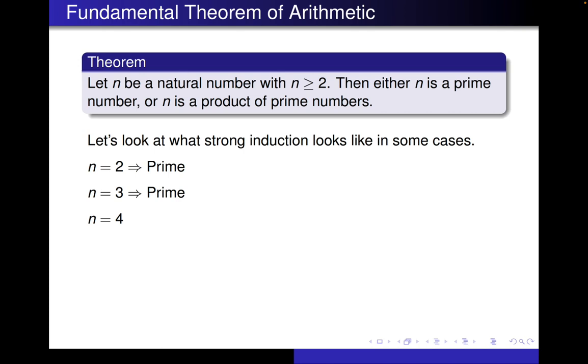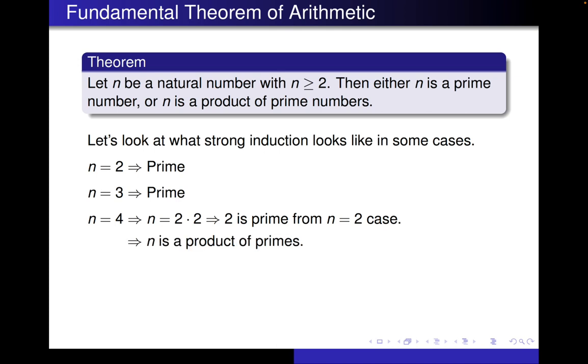So how do we use our previous cases to do n equals 4? Well, the fact that n equals 4 is not prime means that we can factor it into two other numbers. So in this case, 2 times 2. And we know from the n equals 2 case that 2 is prime. The n equals 2 case says that 2 is prime. We're looking back at our previous cases. And so since 2 is prime, that means n is a product of primes, 2 times 2.